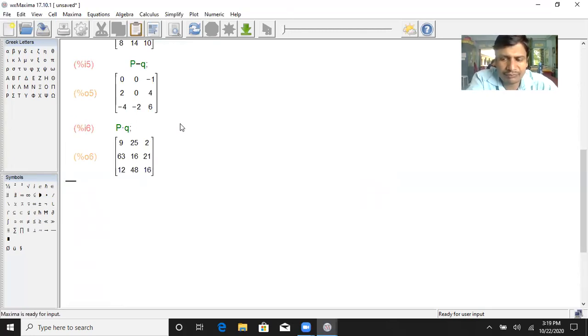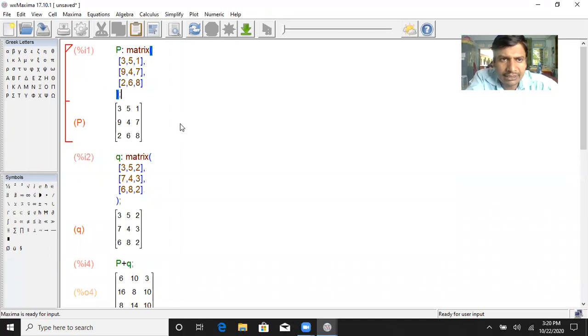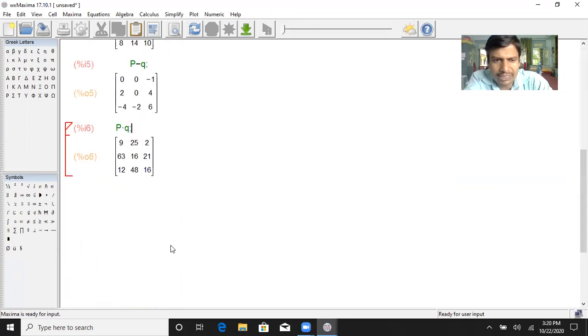The first element of the P matrix is 3, and the first element of the Q matrix is 3. 3 into 3 is 9. Okay, then the second element, 5 into 5, is 25. Then the third element of the P matrix is 1, and 1 into 2 is 2. That is P star Q.